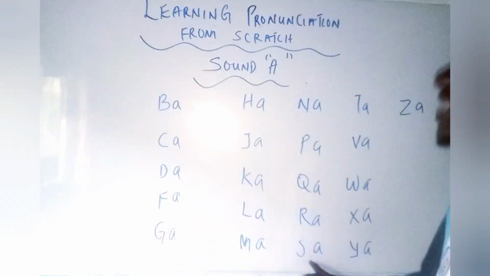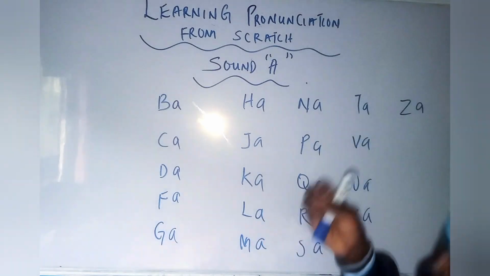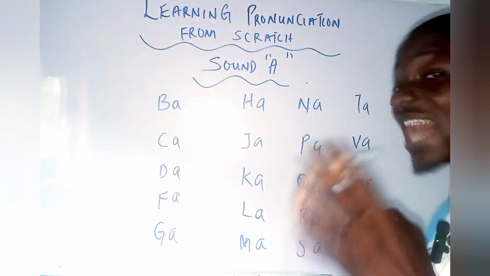Ra. Now, S-A, because S sound S, A sound A. When you merge them, it's going to give us Sa. Again. Sa. One more time. Okay. Now, T-A, because T is T, A is A. Merging them is going to give us Ta.